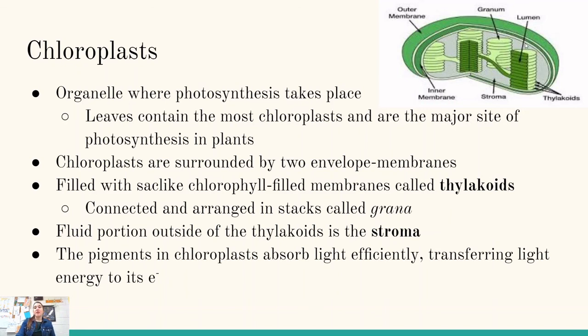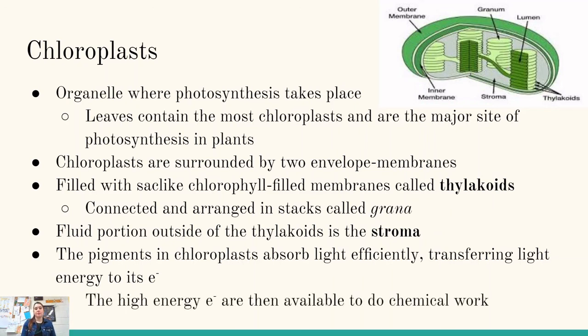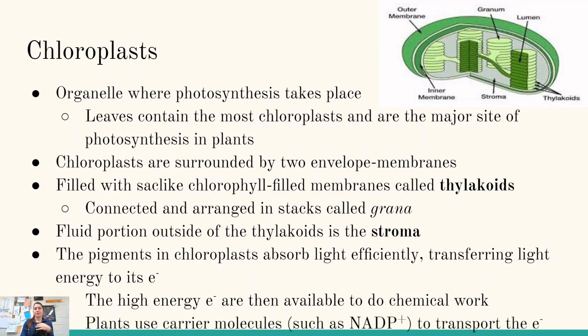And so all these pigments that are in these chloroplasts, in these thylakoids, absorb light really efficiently, and then they transfer that energy to electrons in the chloroplast. And then those electrons now have a lot of energy, and they're available to do work, and that's going to lead us into photosynthesis.